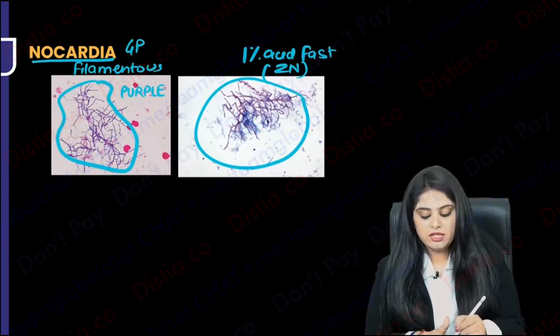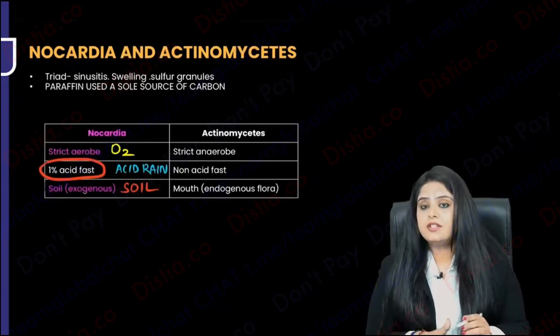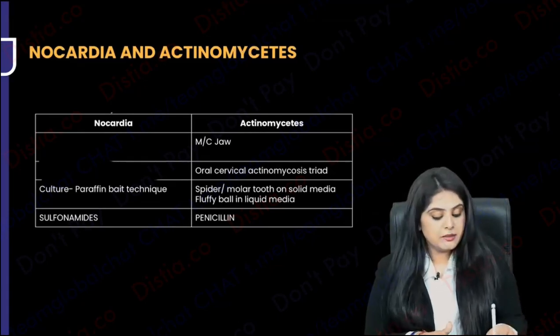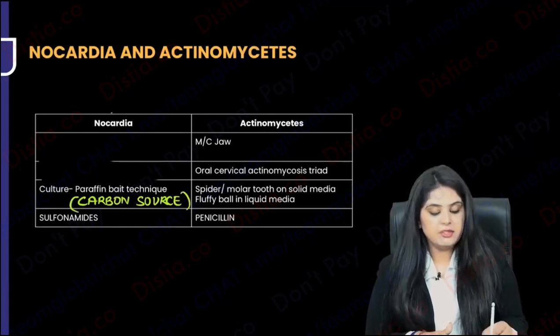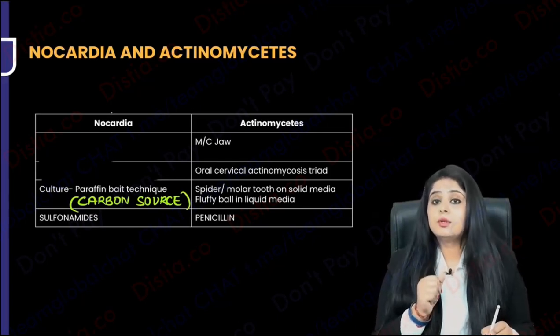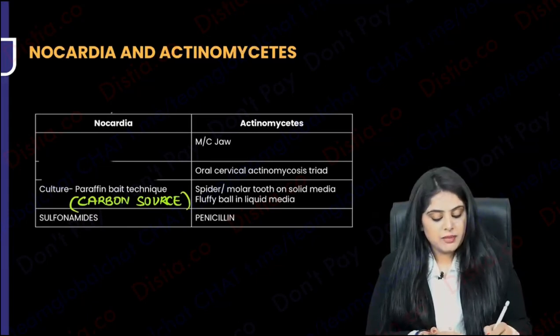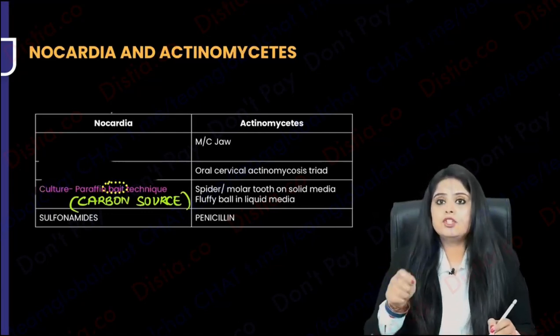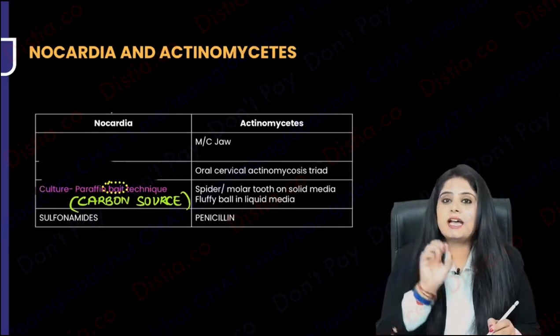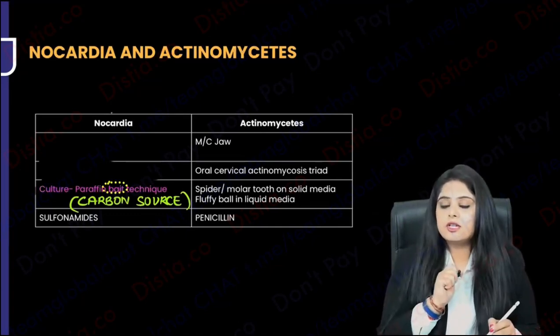So one bad thing of nature we've done, the acid rain. Now we'll do the second bad thing, and that is going to be carbon. Please remember that Nocardia says I need carbon. So Nocardia says if you want me to grow, you will have to give me carbon. So what will I do? I will do culture with the paraffin bait technique. Do you know what bait is? Like for example, when you go fishing, you put a little bit of food, then only the fish will get attached onto the hook and you will be able to fish it out.